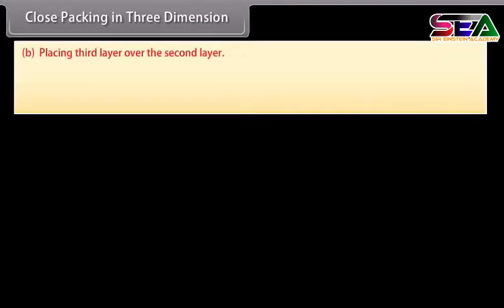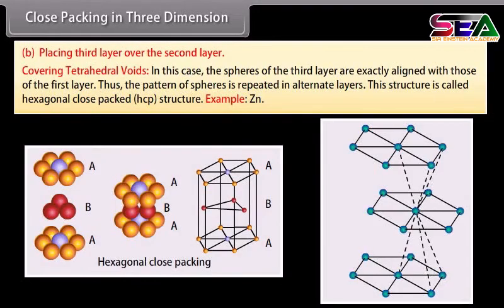Placing third layer over the second layer. 1. Covering tetrahedral voids. In this case, the spheres of the third layer are exactly aligned with those of the first layer. Thus, the pattern of spheres is repeated in alternate layers. This structure is called a hexagonal close-packed (HCP) structure. Example: zinc.